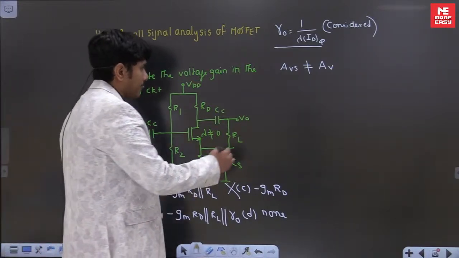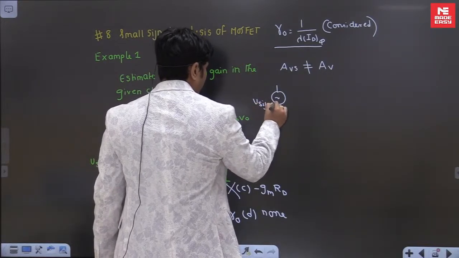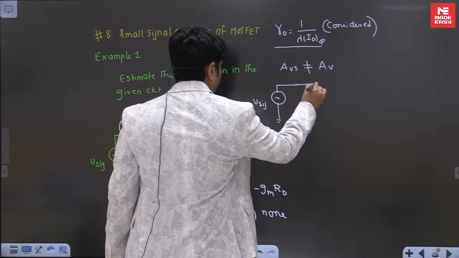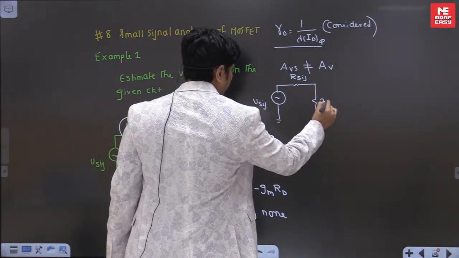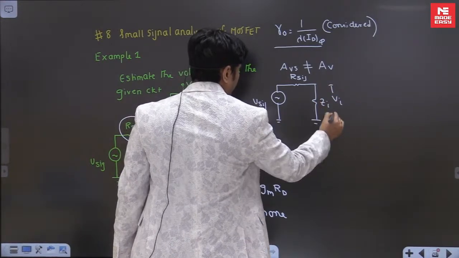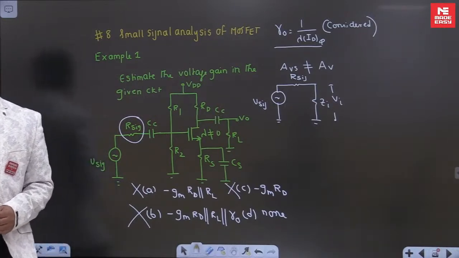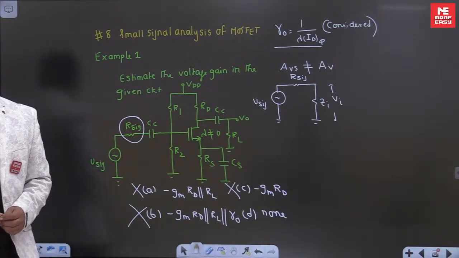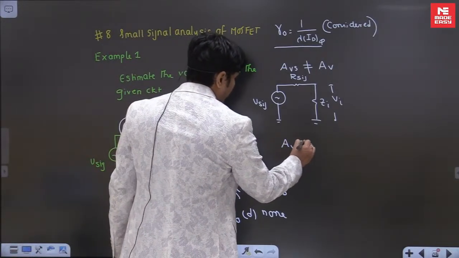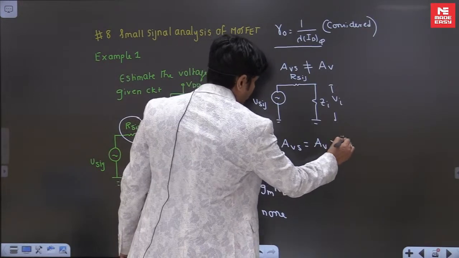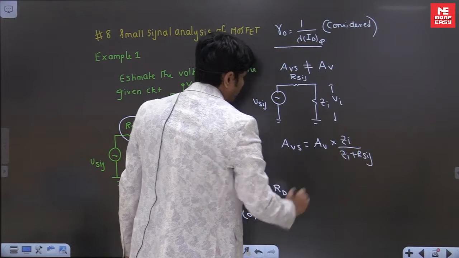What is that extra concept? We have some extra model here, that is V signal. We have R signal. And we have some ZI. This is VI. So we have to find some extra attenuation that you are missing in the problem. I hope now you understood it. No Miller's effect, Agarwal. Miller's effect is not required. AVS will be AV times ZI by ZI plus R signal is the answer.